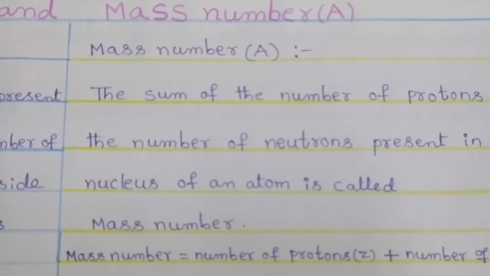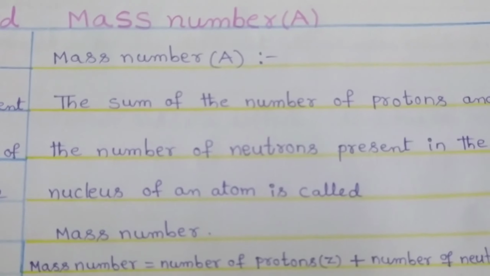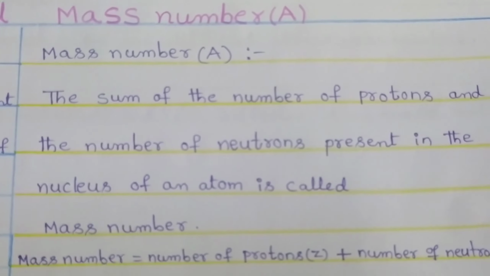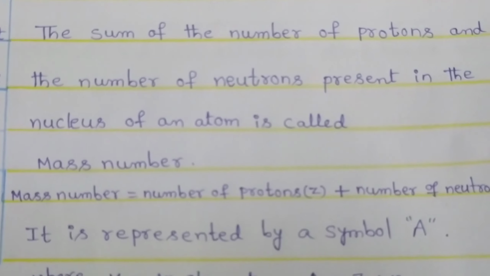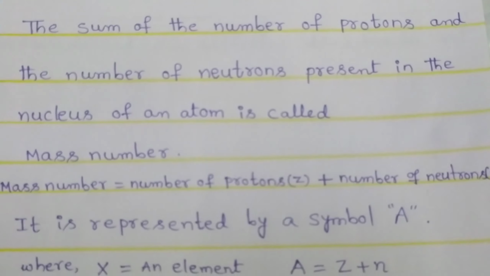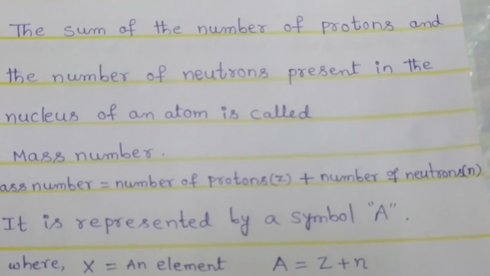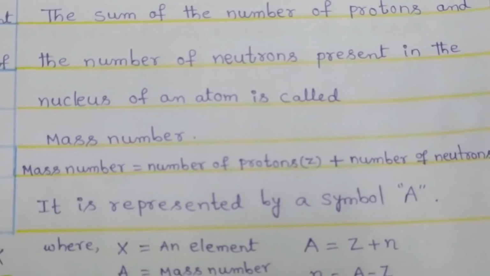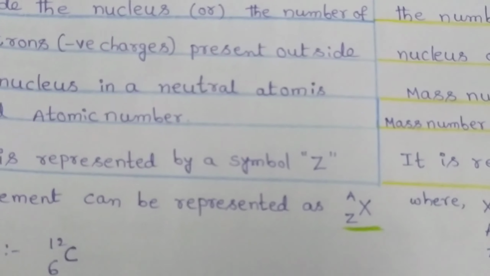Mass number: the sum of the number of protons and the number of neutrons present in the nucleus of an atom is called mass number. That means mass number is equal to number of protons plus number of neutrons. This mass number is represented by the symbol A.